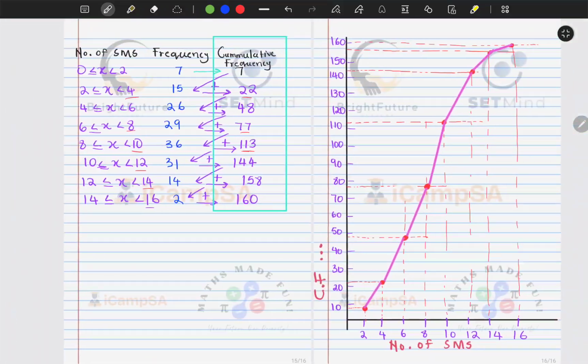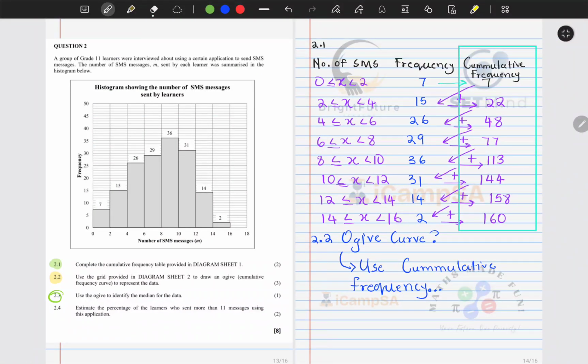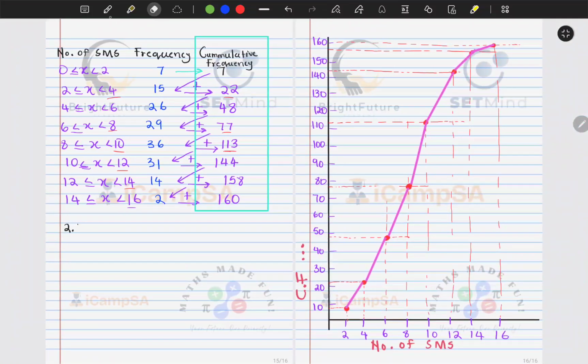And remember the median, 2.4. Sorry, it's 2.3. Okay, so in 2.3, we are trying to figure out what is our median. But what we remember is that our median Q2, its position can be obtained by half of n plus 1.